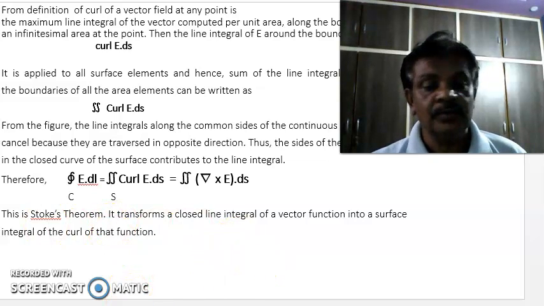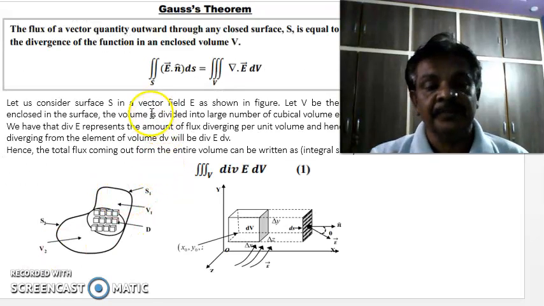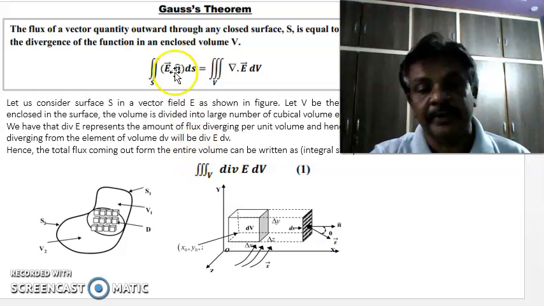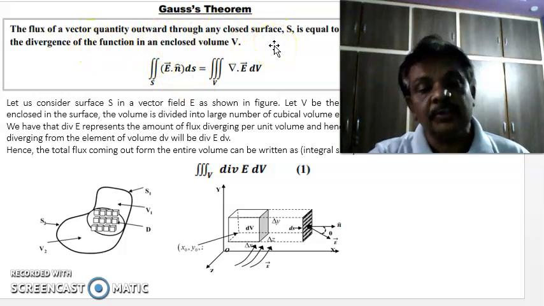Let us go to the second theorem, that is Gauss divergence theorem. I already told that it converts surface integral to volume integral. The flux delivered from a closed surface S is equal to the divergence of a vector field over the volume formed by that closed surface. A closed surface forms the volume, and let the volume be V and the surface S.